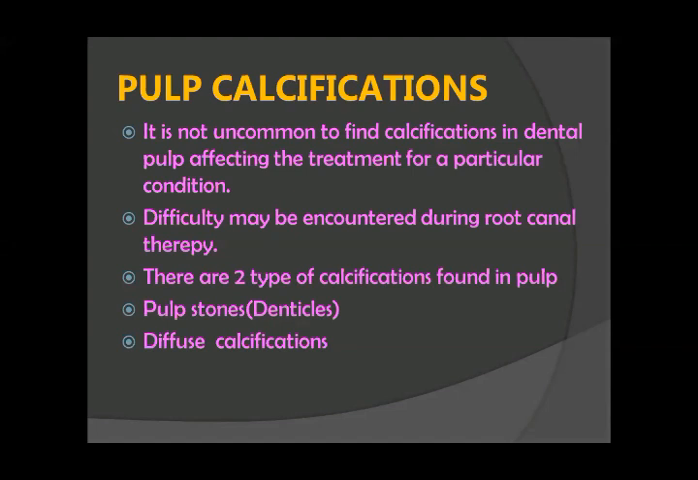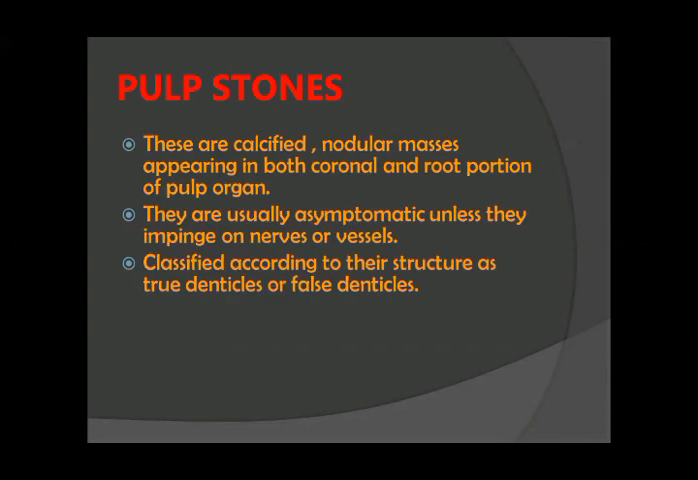There are two types of calcification found in the pulp: pulp stones, or denticles, and diffuse calcification. Pulp stones are calcified nodular masses appearing in both the coronal and root portion of the pulp organ. They are usually asymptomatic unless they are impinging on nerves or vessels. According to their structure, they are classified as true denticles or false denticles. Two types of denticles are present.